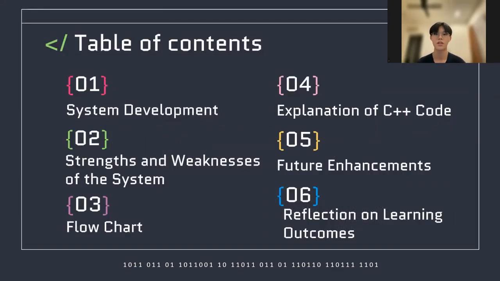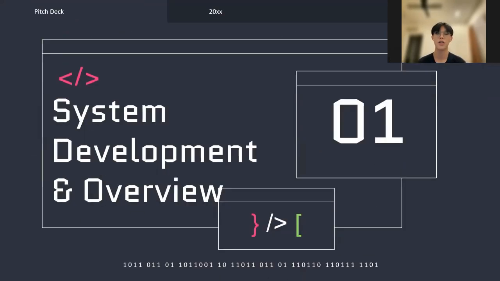There are 6 parts to this presentation. They will be system development, strengths and weaknesses of the system, flowchart, explanation of C++ code, future enhancement, and reflection on learning outcomes. Firstly, system development and overview.